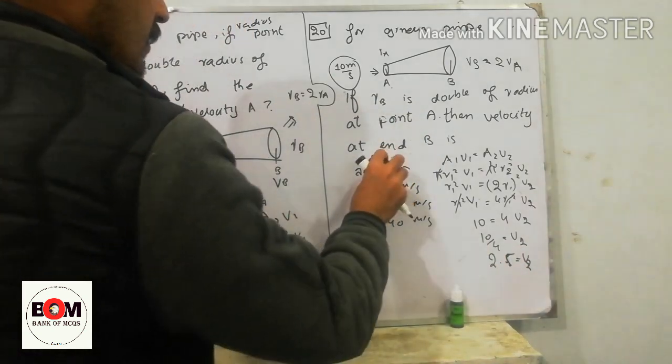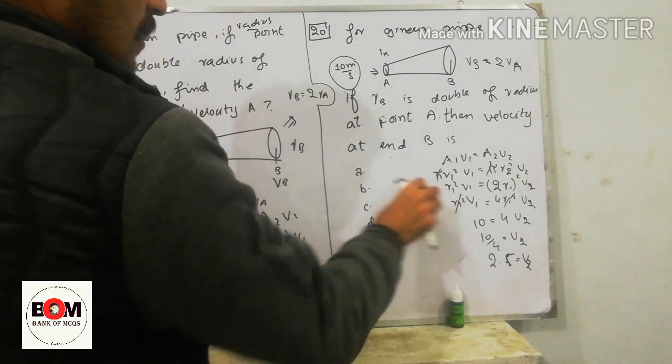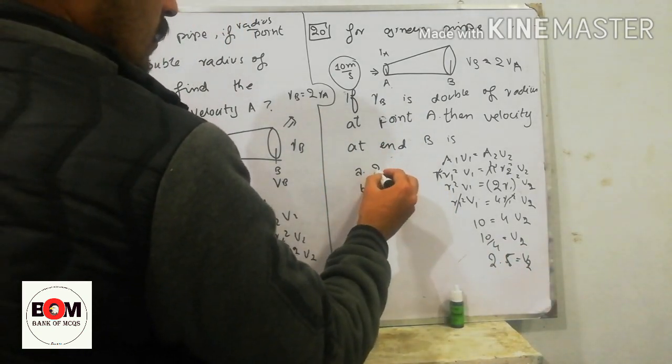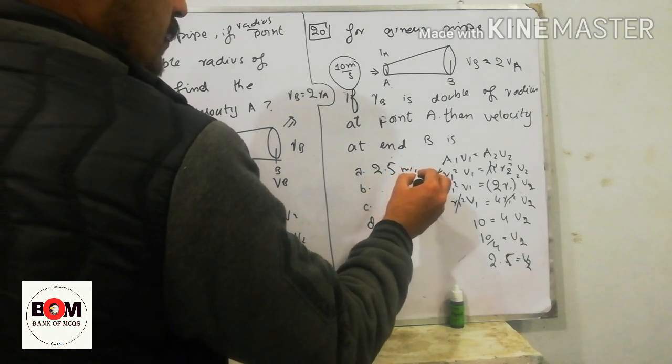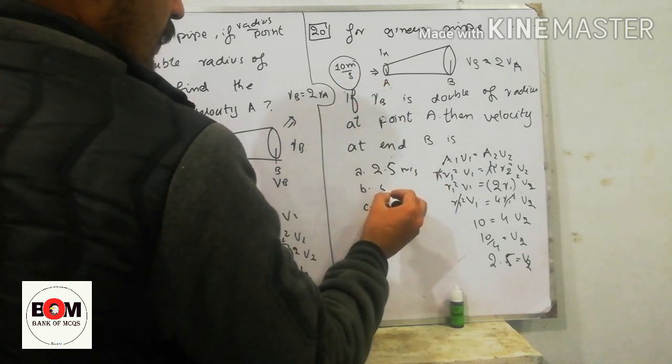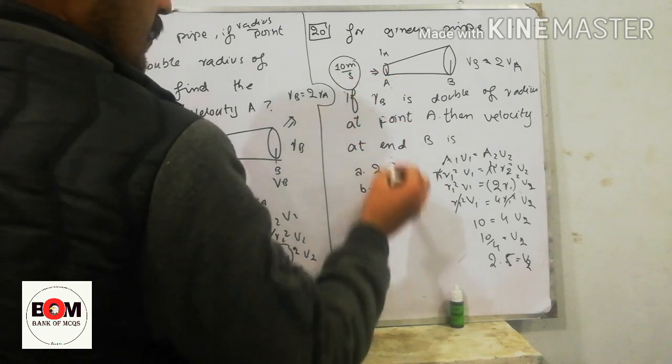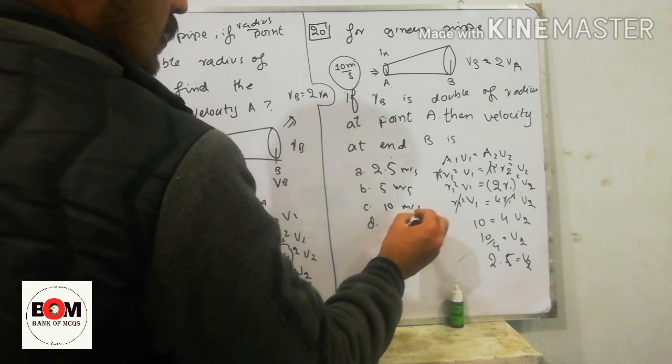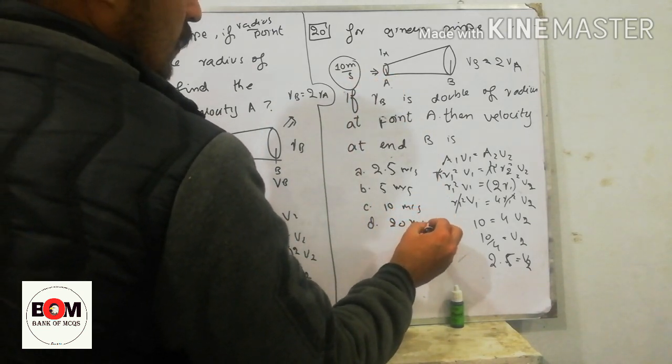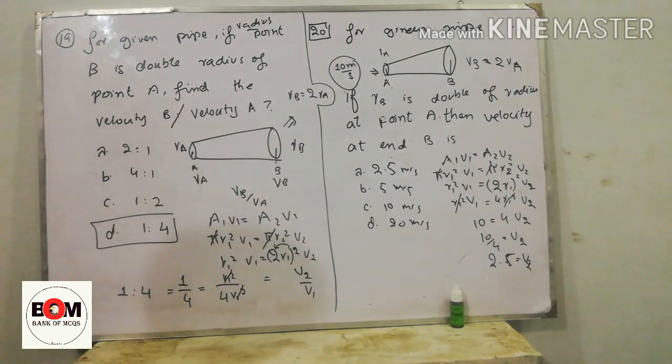So a little bit of change in the options. The options may be 2.5 meter per second, 5 meter per second, half of 10, now 10 meter per second, or double, 20 meter per second.